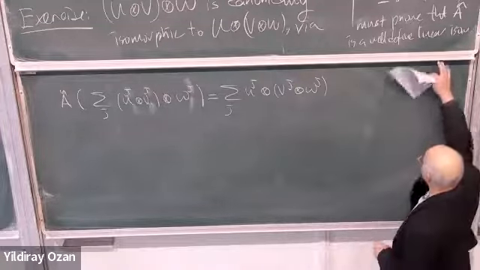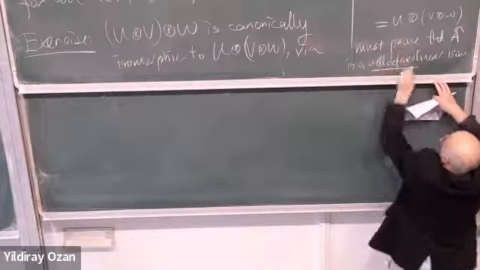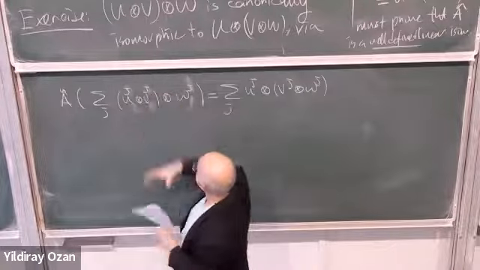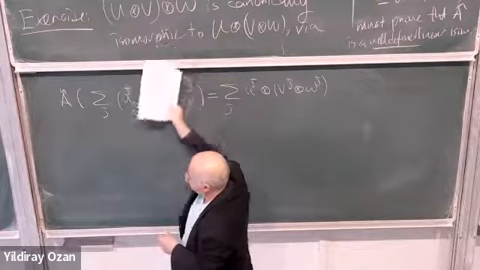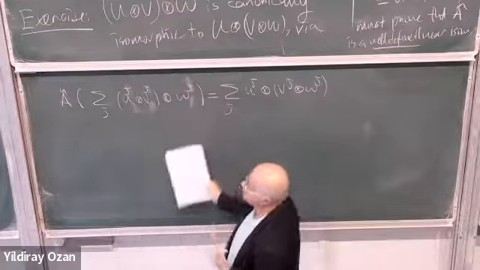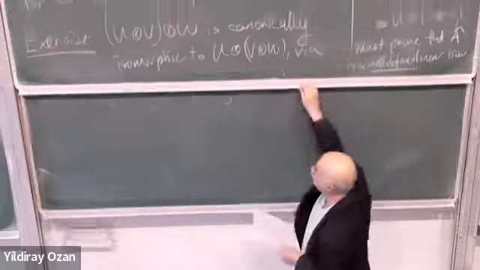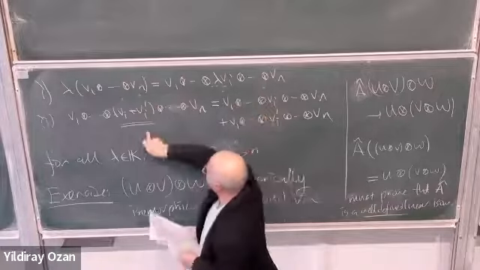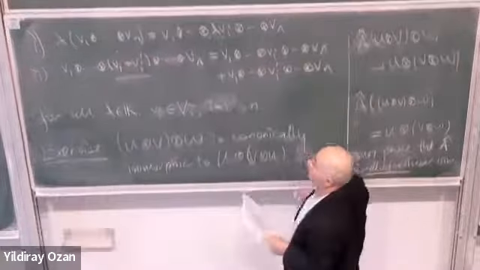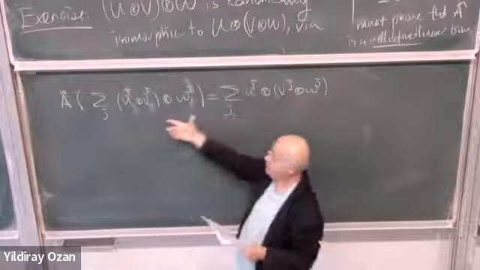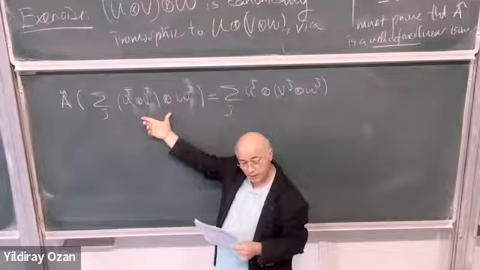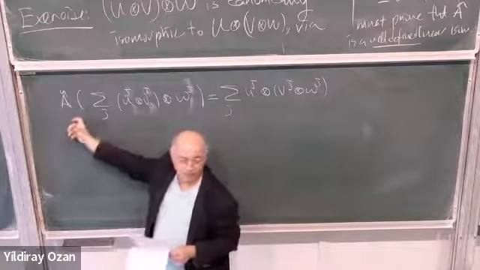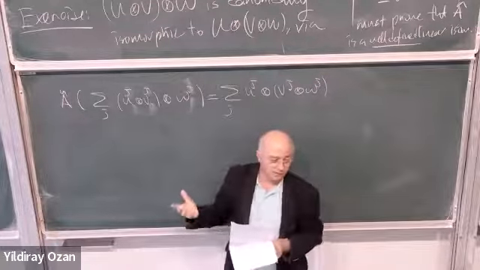What I mean by well-defined is the following. An element of this tensor vector space doesn't have a unique representative like this. It has several representatives. This element is the same as this element. So we may have different representatives of this gadget, and we should show that different representatives are mapped to the same thing under this map. Otherwise, it's not well defined.